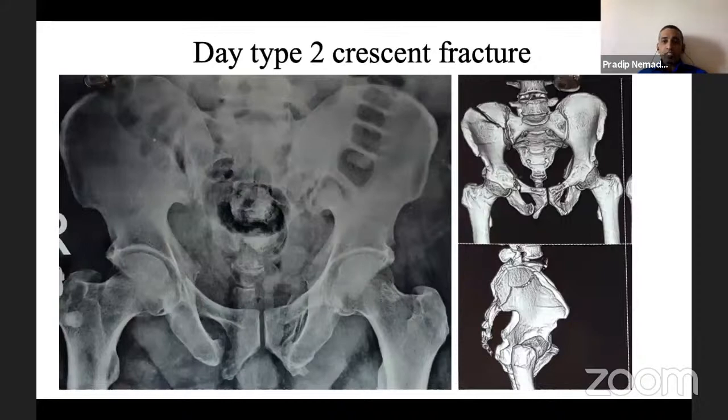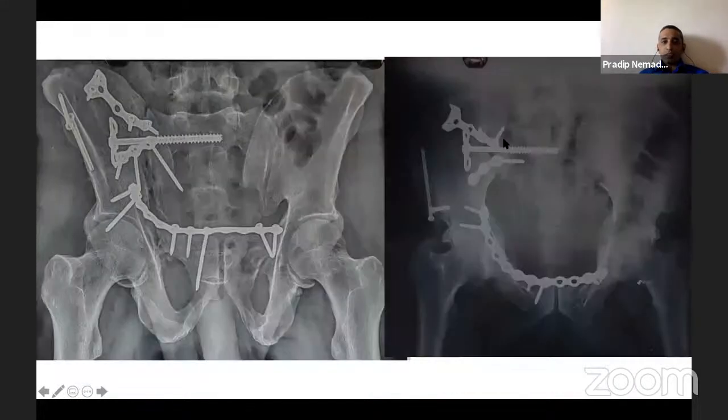Now a Day type 2 crescent fracture. Sometimes we have fractures like this. The traditional treatment for this fracture is prone position, plating, LC2 screws, and maybe a screw as an iliosacral screw to the plate. However, it requires two approaches, because once we need to do it in prone, and again we need to make it supine and fix the fracture in the supine position. I want to fix it in one position, so I can do it in the supine position only. Open it and put a sacroiliac plate here so that it neutralizes your sacroiliac joint.